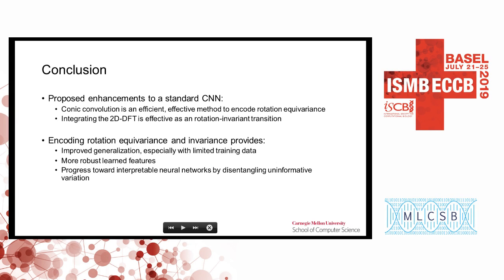So in conclusion, we've proposed two enhancements to a standard CNN, encoding rotation equivariance either through conic convolution or group convolution. We proposed integrating the 2D DFT to encode rotation invariance. And then we showed the benefits of these properties, which are improved generalization, especially when we have limited training data, more robust learned features, and hopefully progress towards interpretable neural networks by disentangling uninformative variation from meaningful biological variation.